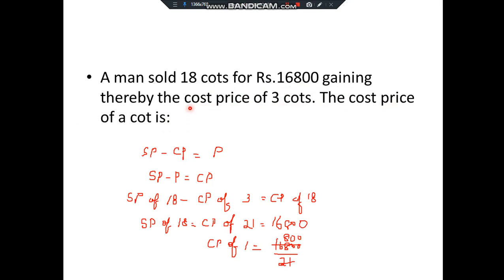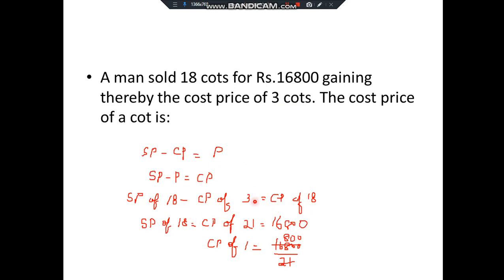So what is given? Selling price of 18 cots is given. And also they have given that gain, which is profit, is equal to cost price of 3 cots. And we have to find the cost price of a single cot. So we know selling price minus cost price is equal to profit. Here they are asking for cost price, so cost price is equal to selling price minus profit. So you can substitute selling price of 18 minus profit, which is cost price of 3 cots. So SP of 18 minus CP of 3 is equal to cost price of 18.